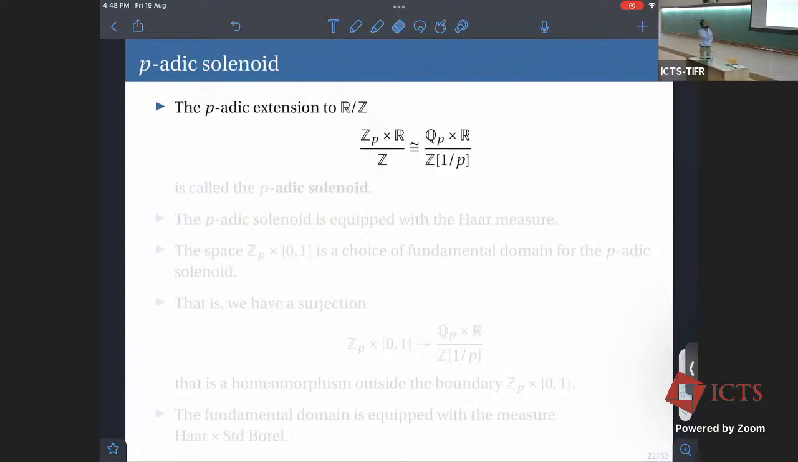We want to look at [0,1], and I'm just going to write that as R mod Z. The object that I want to look at is a p-adic extension of this circle.